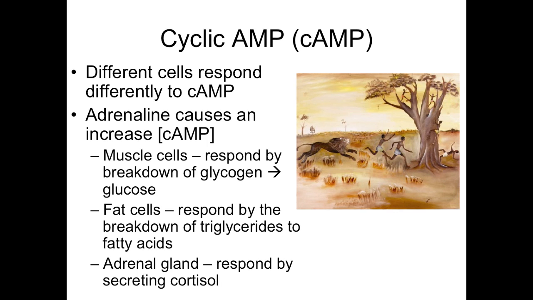Like we said before, different cells are going to respond to the production of cyclic AMP in the cytosol in different ways, and that's going to be due to the specific enzymes that are activated by cyclic AMP that are present in the cytosol. So a muscle cell will respond by breaking down glycogen to glucose, and a fat cell will respond by breaking down triglycerides to fatty acids, and the adrenal gland will respond by secreting cortisol. And in this way, adrenaline can cause a system-wide response very quickly so that you can run away from the lion, right?